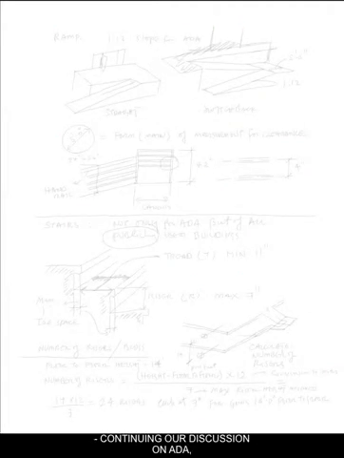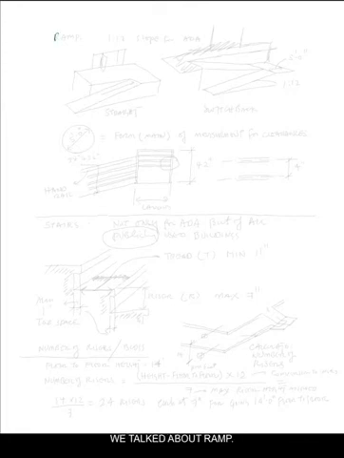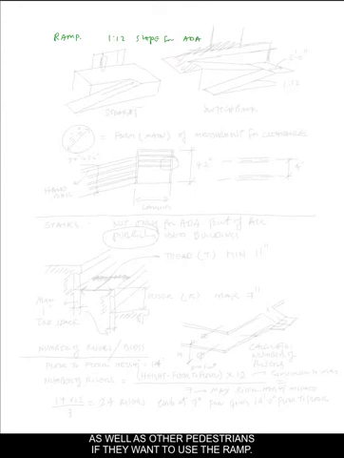Continuing our discussion on ADA, we talked about ramps. Typically, ramps have, as I mentioned, a 1 to 12 slope for ADA as well as other pedestrians if they want to use the ramp.